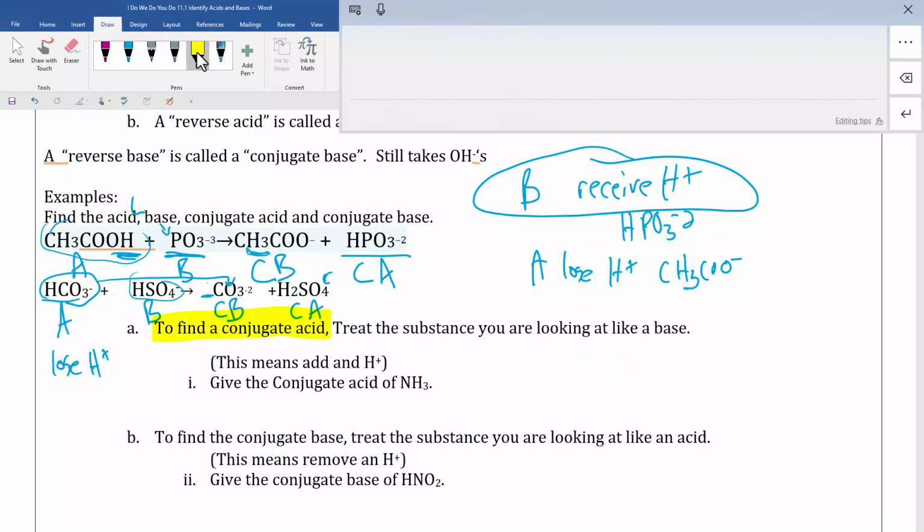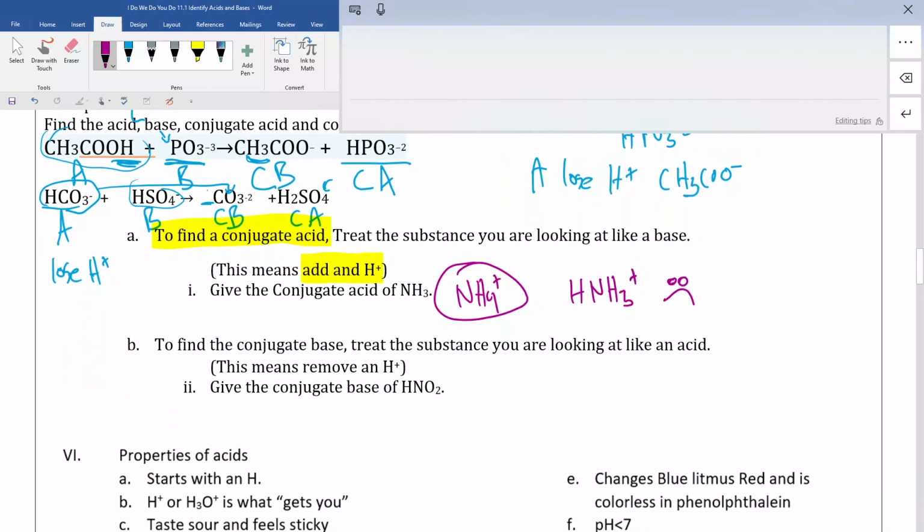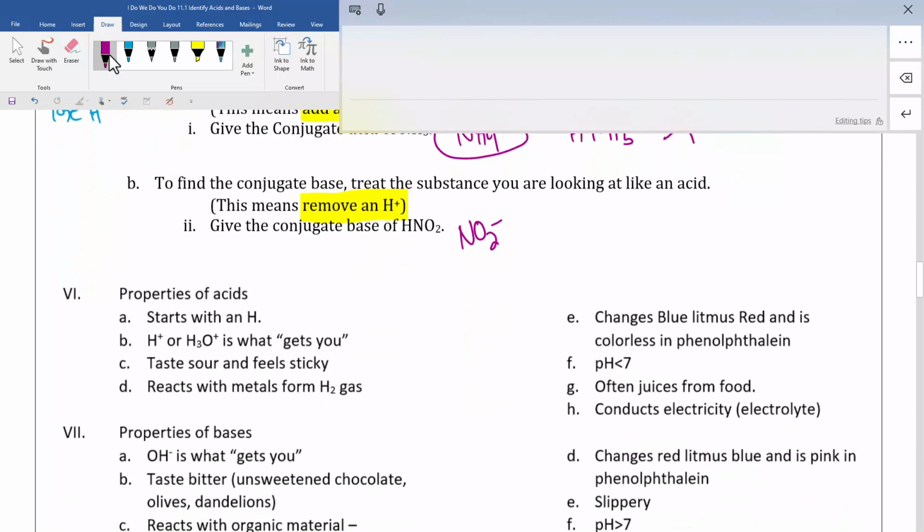To find a conjugate acid, add an H positive. Treat the substance you are looking at like a base. So give the conjugate acid of NH3. I'm going to add an H positive: NH4 positive. If you thought HNH3 positive, that's really bad form. This is an ion you had to memorize, so you should be able to get NH4 from that. To find the conjugate base, treat the substance you are looking at like an acid. Remove an H positive. So what do acids do? Acids lose H's. So all I'm going to do is take away the H. Conjugate base of HNO2 is NO2 negative. Good.